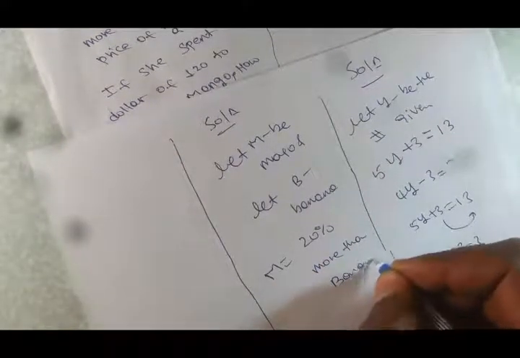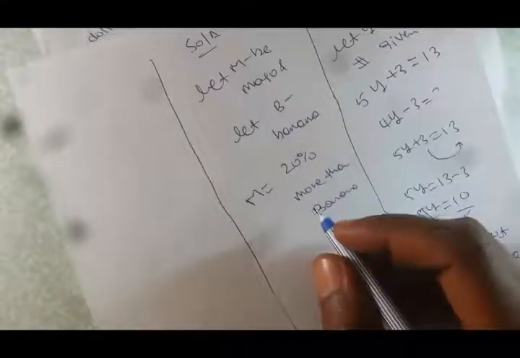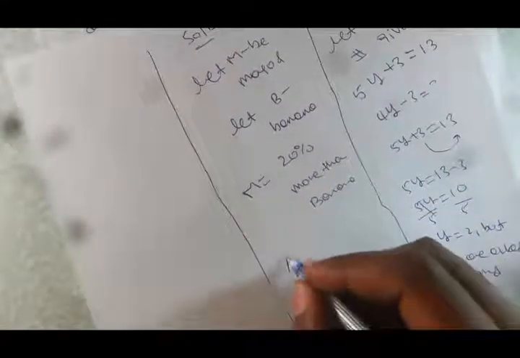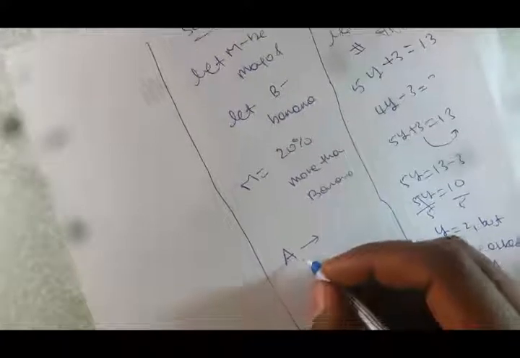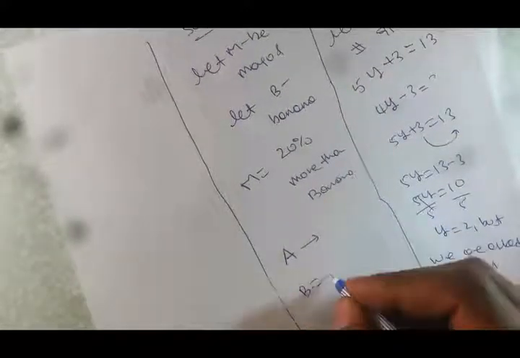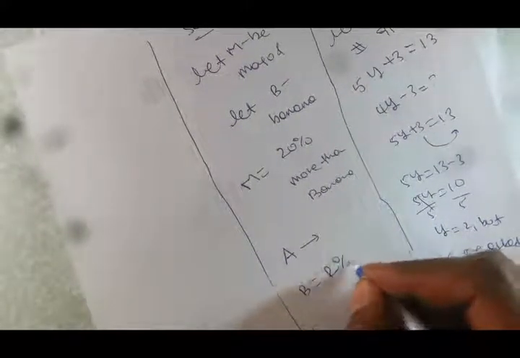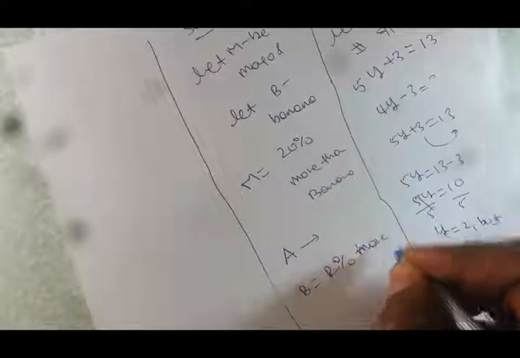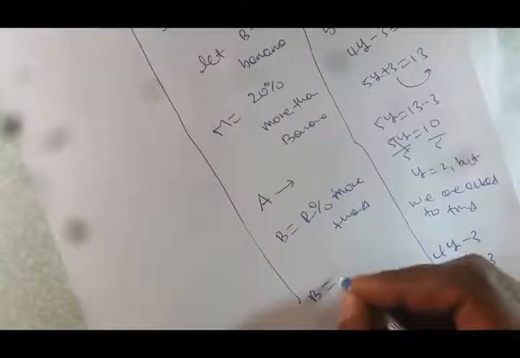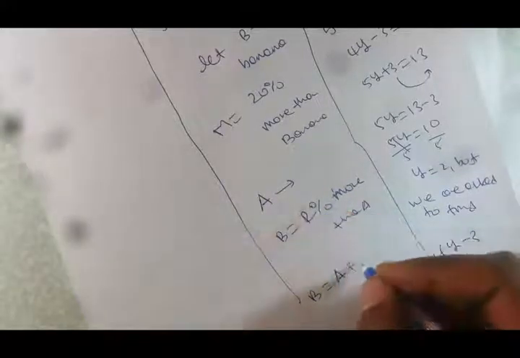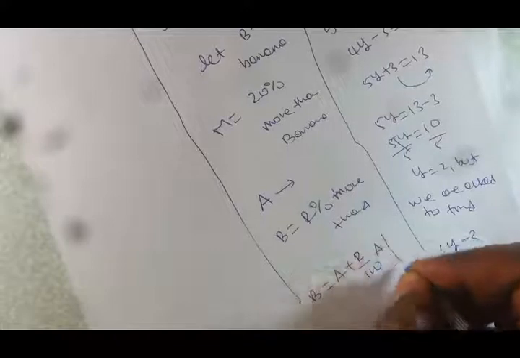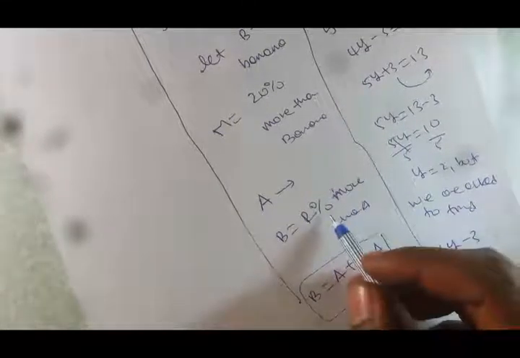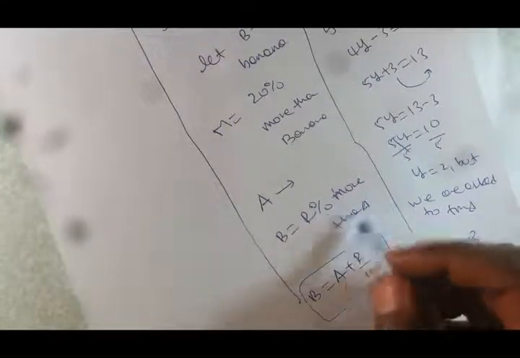And whenever you are given a percent, for example, if you are given A and B is R% more than A, it means B is A plus R over 100 of A. This is what it means: B is R% more than A.